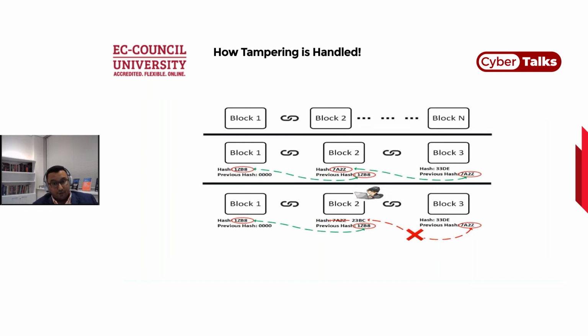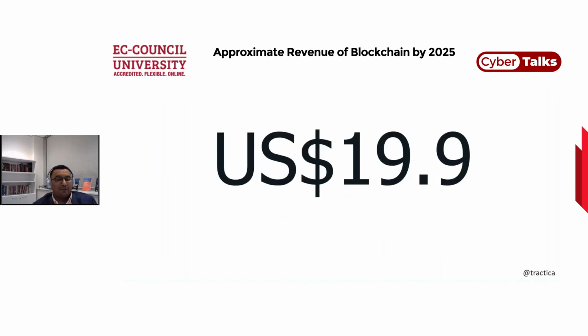I'm not going into the intricacies of hashing or other stuff, but just to give you an idea that the problem we have with edge computing, the tampering issues, can be solved using blockchain. The shared databases, decentralization, everything can be solved using blockchain. And by 2025, we are going to see an increasing amount of blockchain applications, and the approximate revenue is almost 20 billion US dollars. So yes, we are living in a very interesting time now. We can see the emerging technologies like edge computing and blockchain.